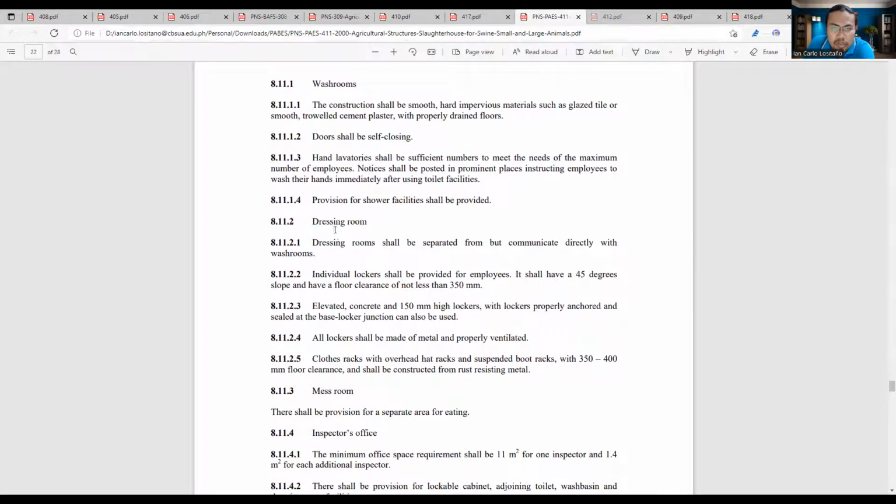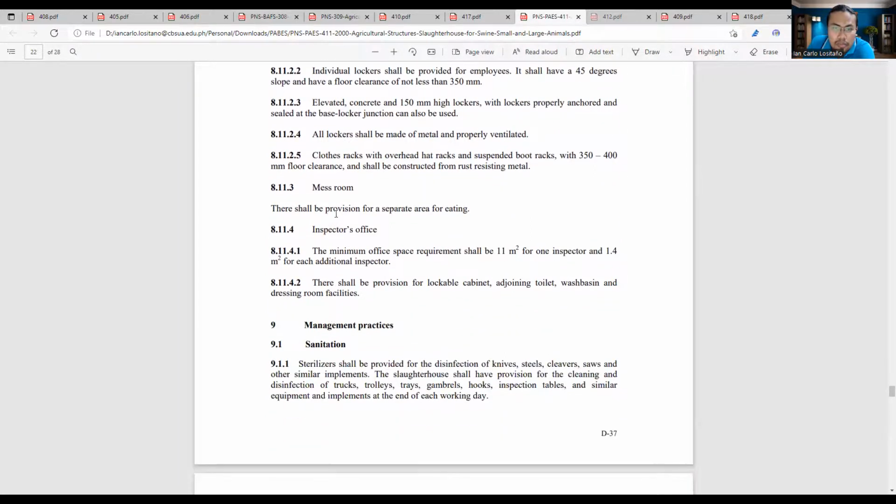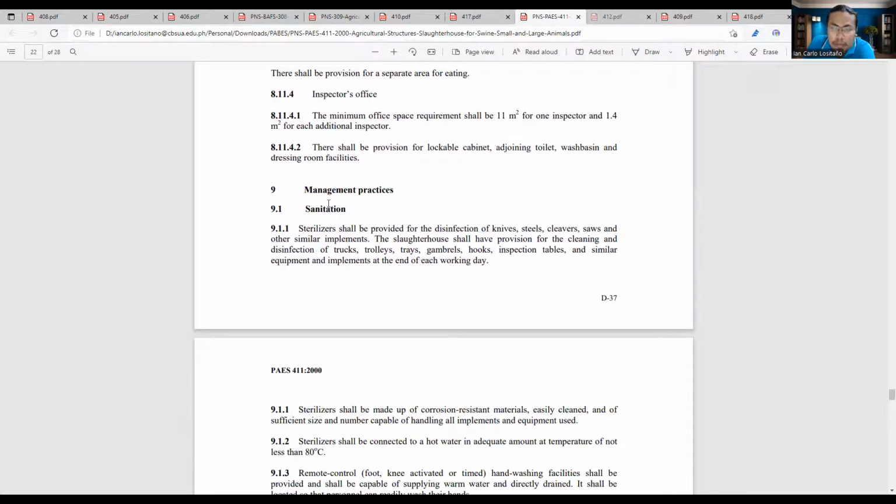Washrooms, doors should be self-closing. Okay. Shower facilities, okay, for security. Dressing room, individual lockers, first mess room, inspector's office. This is for the office of the inspector and of the NMIS or the National Meat Inspection Service, or the deputized inspector in the local government unit.